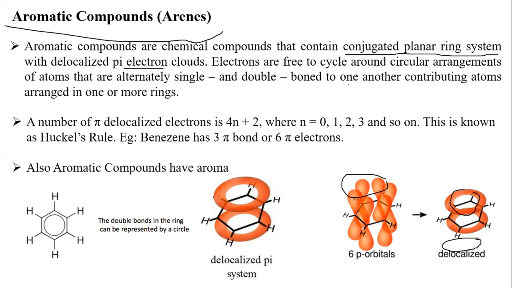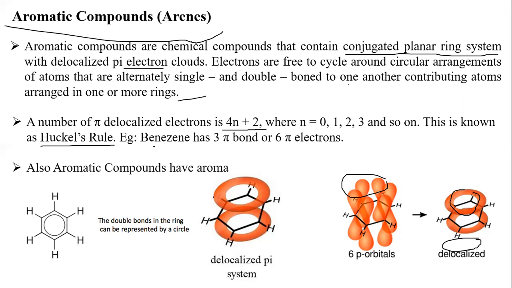Pi electronic cloud. Electrons are free to cycle around in a circular arrangement of atoms that are alternately single and double bonded to one another, contributed by the atoms arranged in a ring form. So generally aromatics are nothing but ring structures. They have a ring structure and they have pi electronic clouds. The number of delocalized pi electrons can be represented as 4n plus 2, where n is 0, 1, 2, 3, and so on. This is known as Huckel's rule. We will read about Huckel's rule in coming classes.